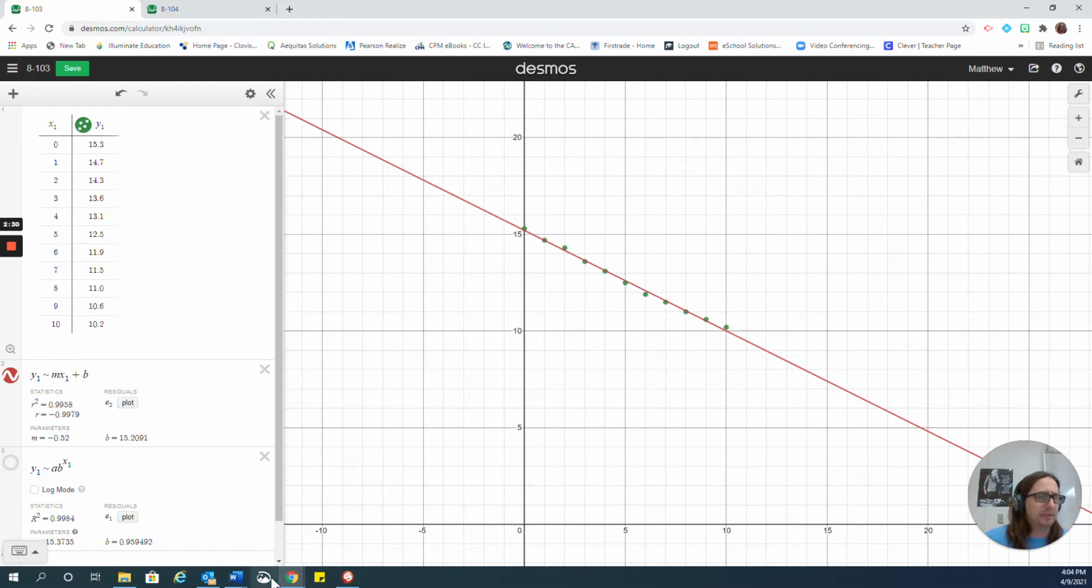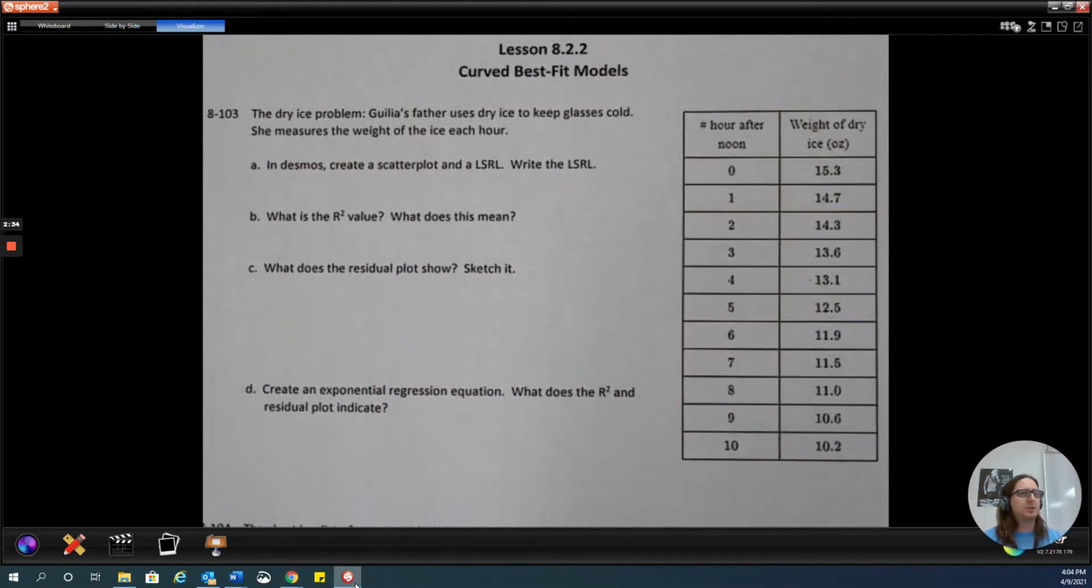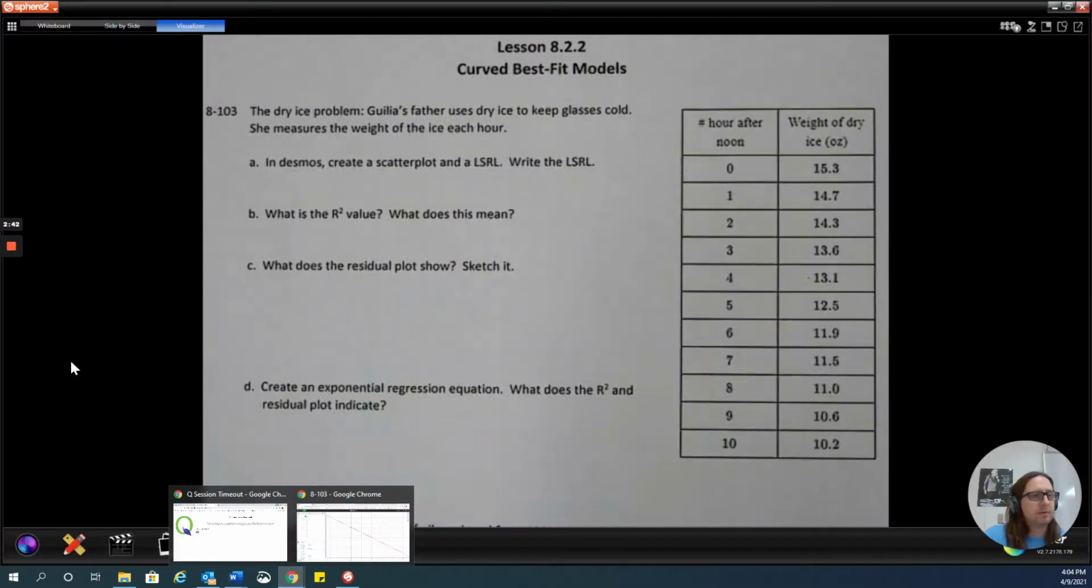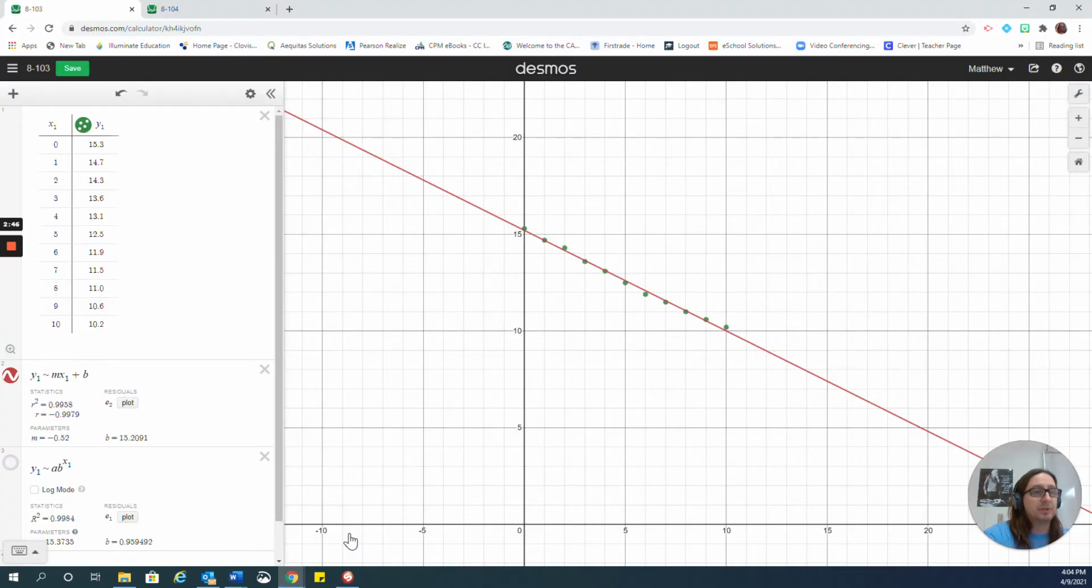Okay, so let's fill in that information. We've got an r squared value. I can't do this on a separate screen, so I'm just going to do it right here for now, and then I'm going to show you what I wrote down. Our r squared value is 0.9958. I'm filling that in on my little paper here. And then our regression equation is y equals negative 0.52x, because we've got a decreasing function here, plus 15.2091. All right, now we can get back to what we're doing.